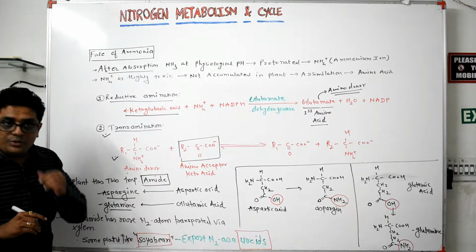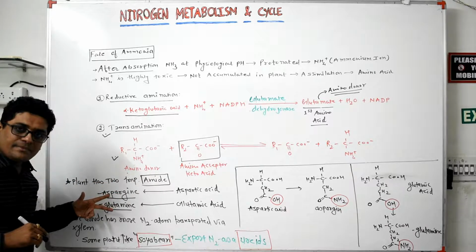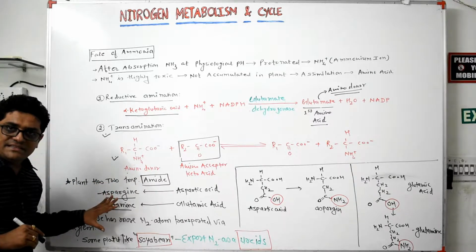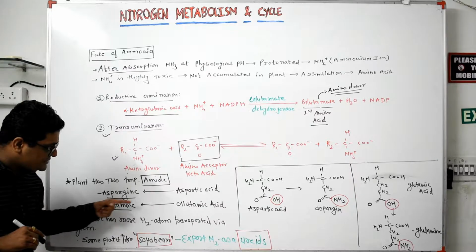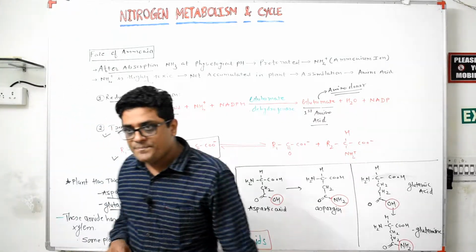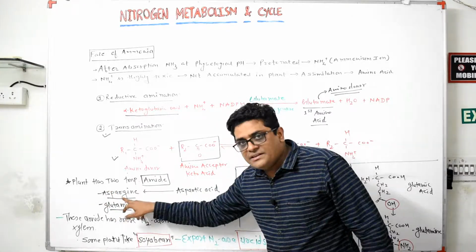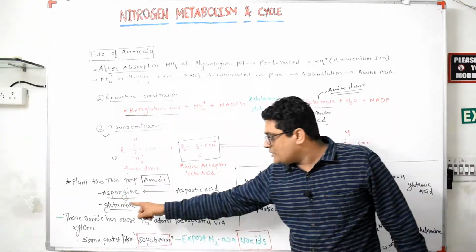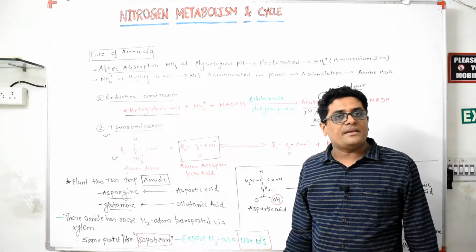Now in plants there are two most important amides present, named asparagine and glutamine. Asparagine and glutamine, these are the two amides. From where do these amides get synthesized? These amides get synthesized from aspartic acid and glutamic acid respectively. Asparagine is synthesized from aspartic acid, glutamine is synthesized from glutamic acid.